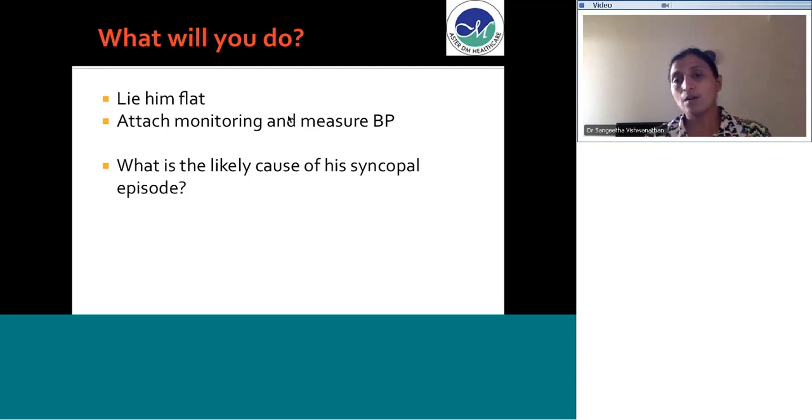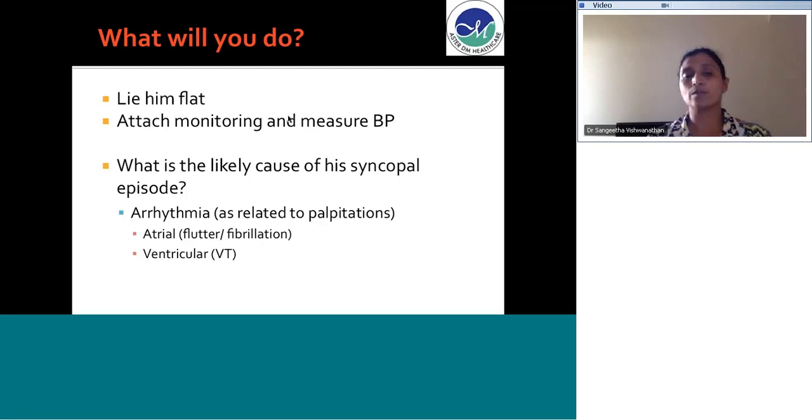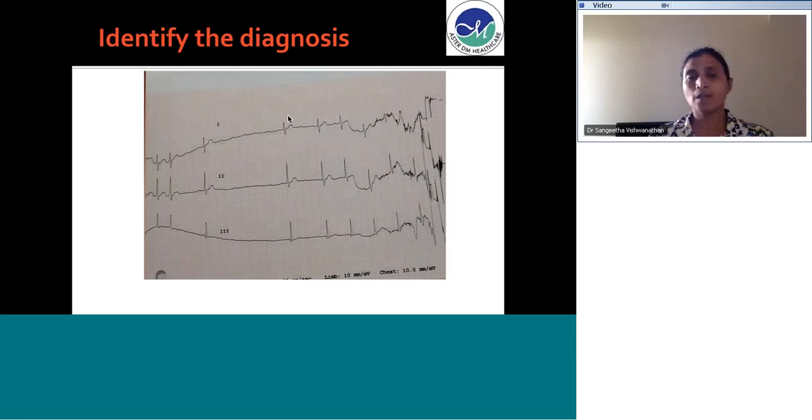Yes. So patients with Senning are more prone to atrial arrhythmia. So this could be some form of atrial arrhythmia, but he could also have ventricular arrhythmia. So the most likely cause of the syncopal episode is arrhythmia. Most likely atrial, but also possibly ventricular. Okay. So then his ECG is done.